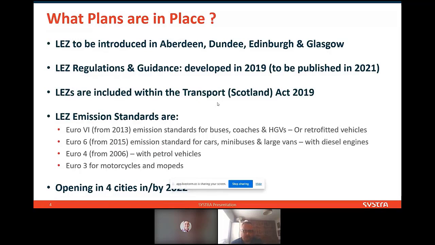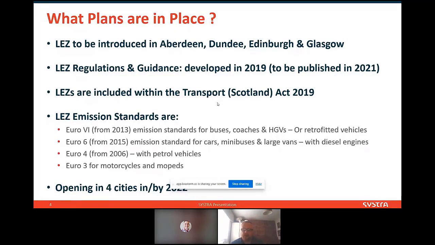The key point on this slide is really when I was mentioning what is deemed a compliant vehicle, what is a non-compliant vehicle. Basically, for buses, coaches and HGVs, we're talking about a Euro 6 vehicle, which is about 2013. So Euro 6 from 2013 onwards are deemed compliant vehicles. Unless, of course, particularly for buses, they are retrofitted. So older buses can be retrofitted to become compliant vehicles, and there's funding available from the Scottish Government to help the retrofitting of older buses.